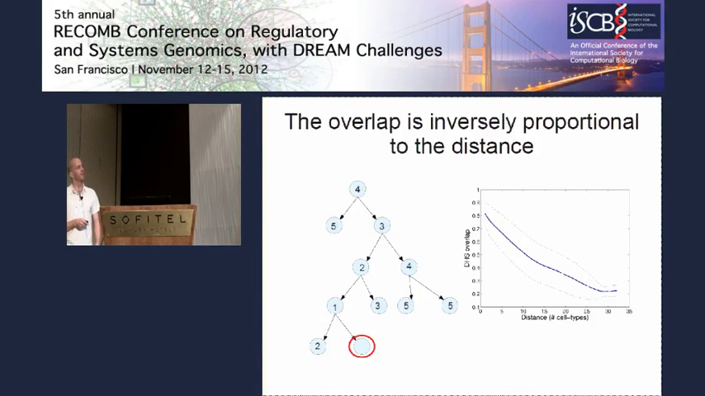And so I plotted here the distribution of the average overlap as a function of distance. And as you can see, it's roughly a linear function, and it decays rather slowly. So this suggests that if you have an overlap between two pairs of cells, which is 50%, it suggests that they're typically almost 10 nodes away from one another in this tree.